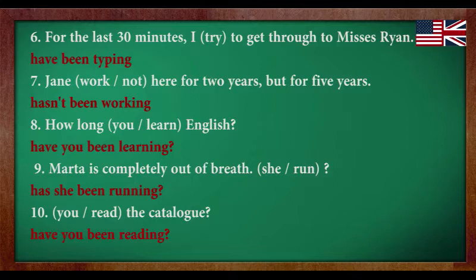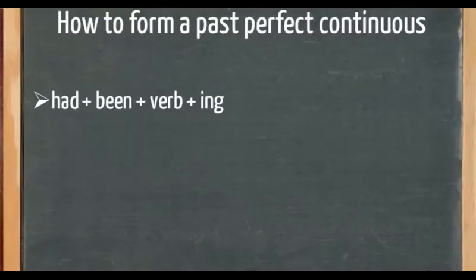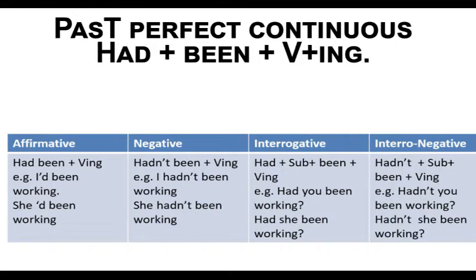Good job, everyone. Now, let's tackle the second form of the perfect continuous, which is the past perfect continuous. What is the formula here? You need had, or to have in the past form, had plus been plus verb and ing. Let's look at the table. In positive sentences, we need had been verb ing.